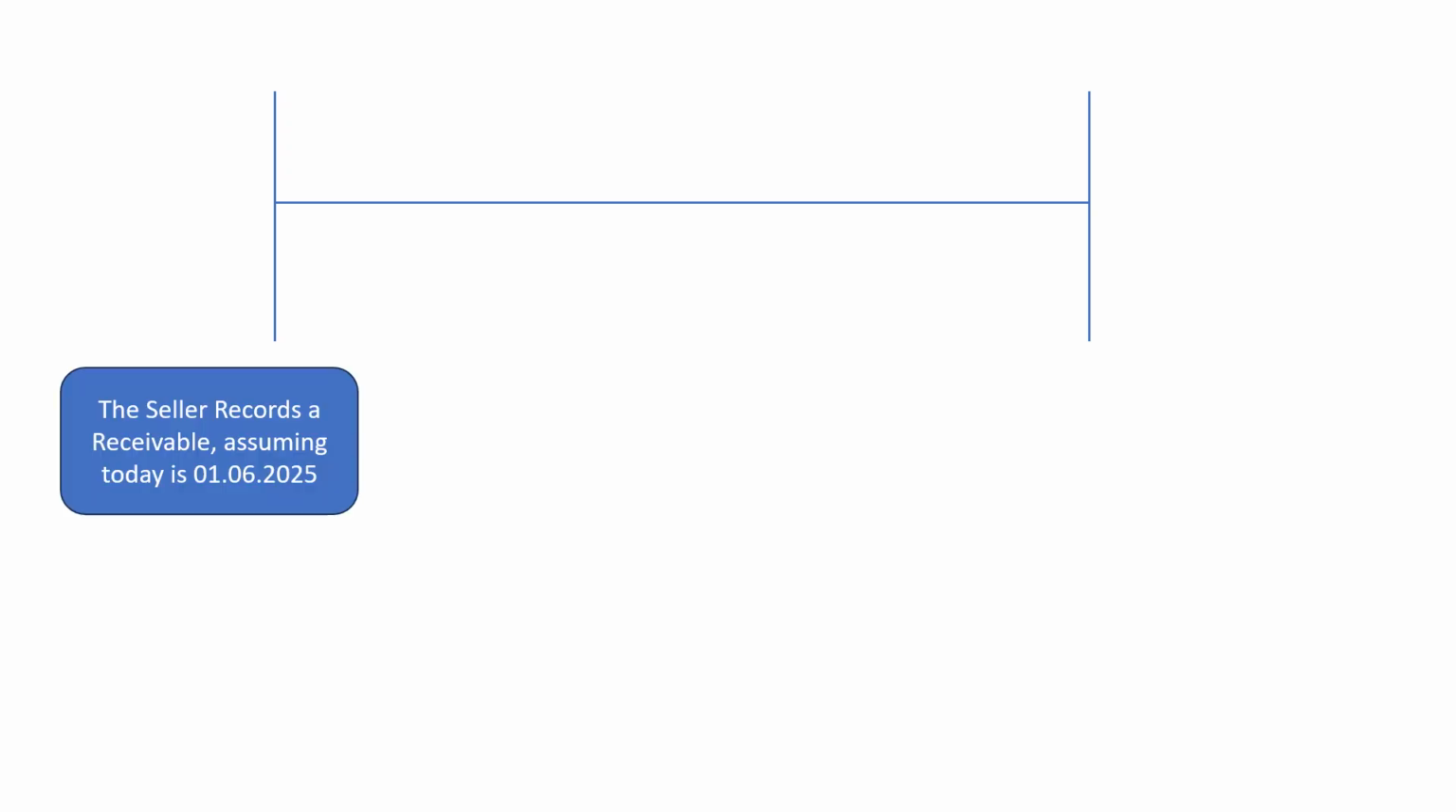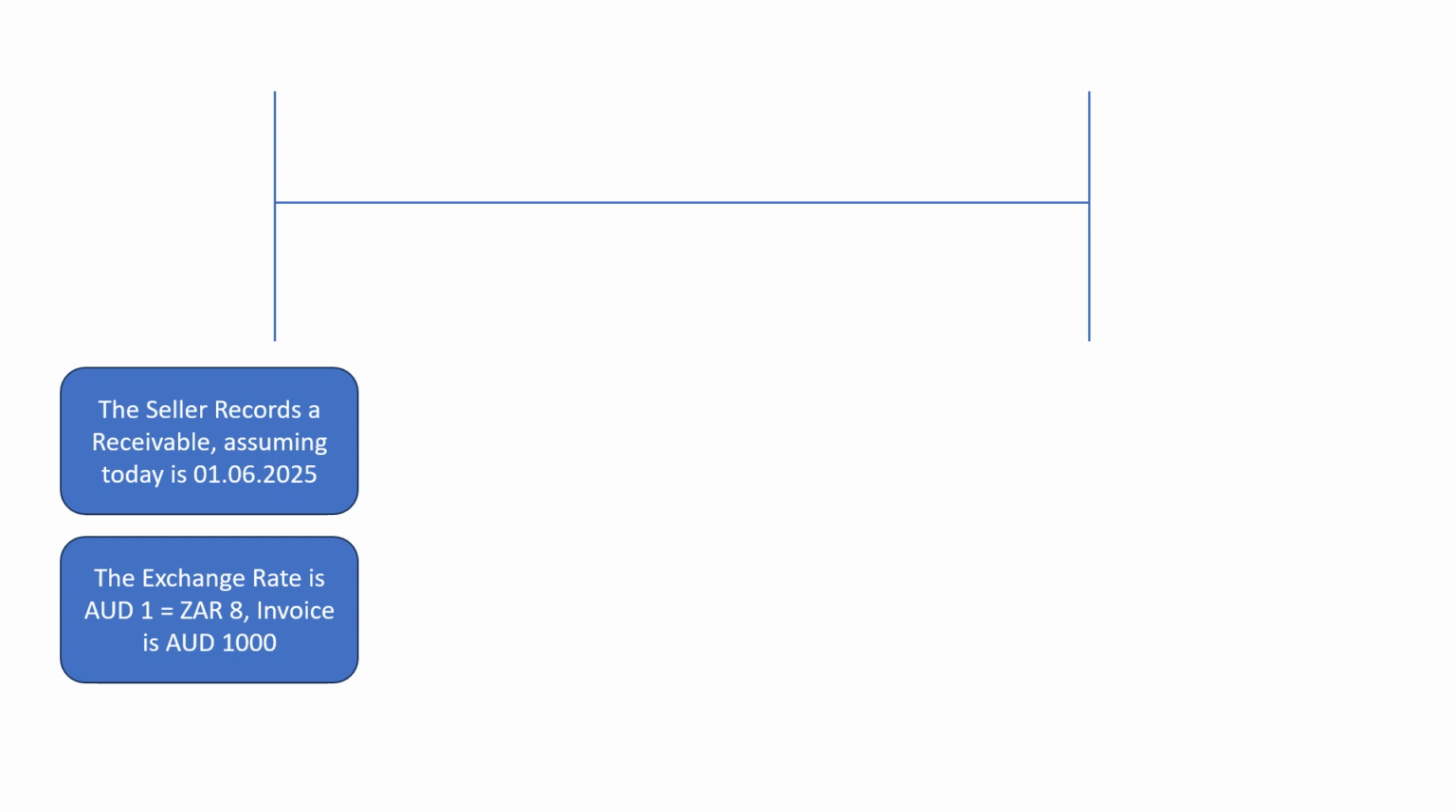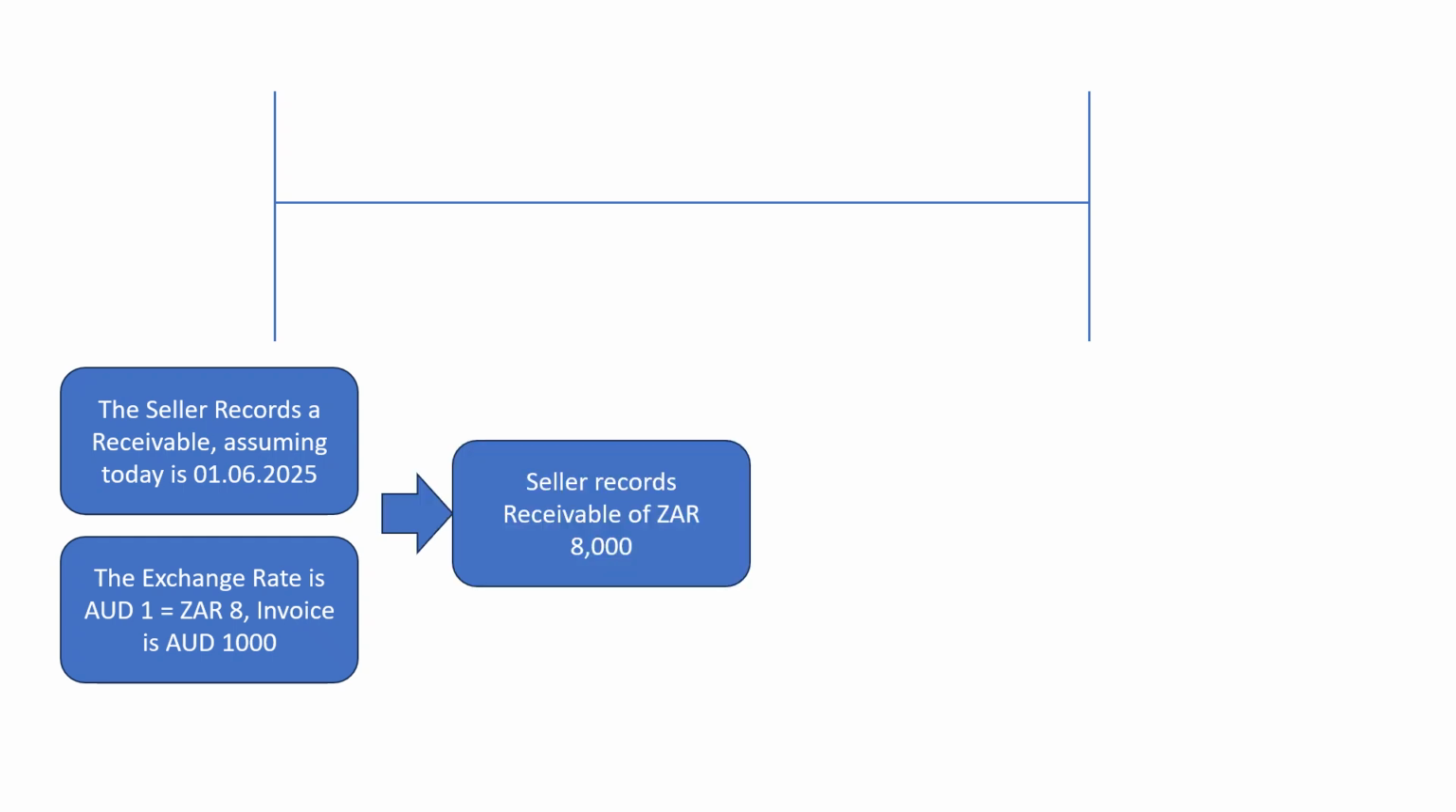Now, what happens on the 1st of June 2025? The seller records a receivable and the exchange rate is 1 Australian dollar to 8 South African rand. And the invoice value is 1,000 Australian dollars. Let's do the conversion. 1,000 multiplied by 8. So the equivalent in South African rand is 8,000. But remember, we are on the 1st of June 2025.